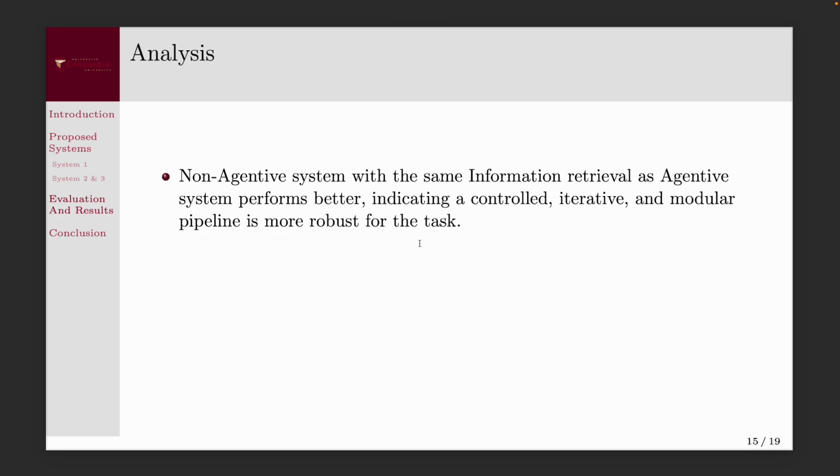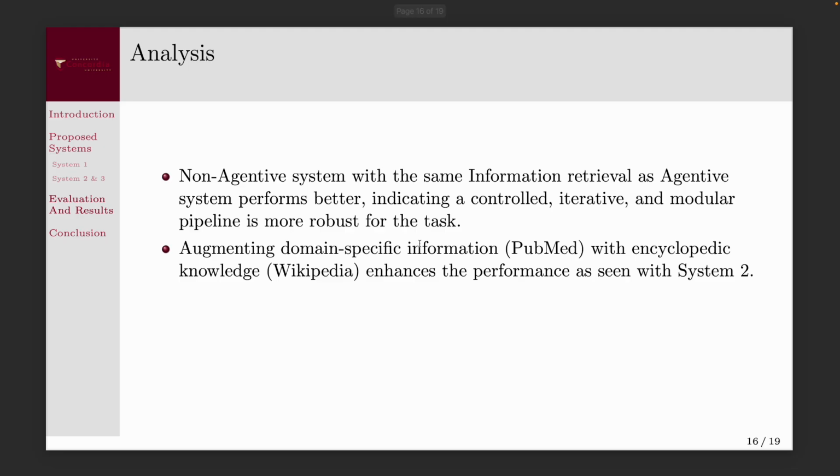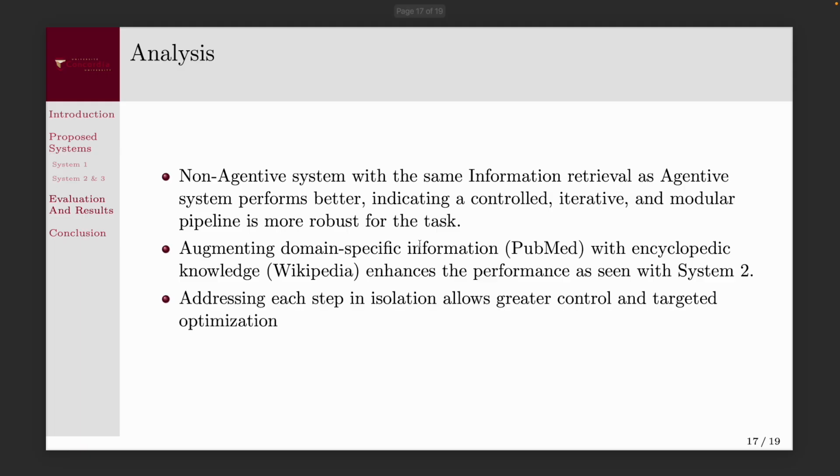Coming to the analysis, we noticed that the non-agentic system performs better, indicating that a controlled, iterative, and modular pipeline is more robust for the biomedical question answering task. We are augmenting with domain-specific information, that is PubMed, which provides more medically related content, together with encyclopedic knowledge, that is Wikipedia, which enhances performance as observed with system 2. And addressing each step in isolation allows greater control and targeted optimization.